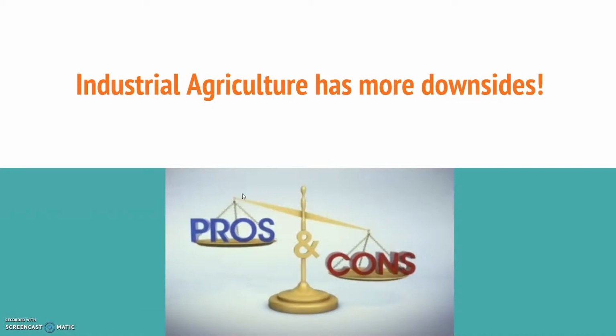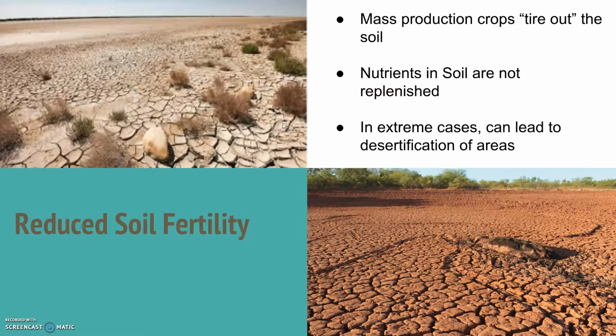Hi, my name is Jesse, and I'll be going over the key points of our presentation, which is that industrial agriculture has more downsides than upsides. The first major downside is reduced soil fertility.